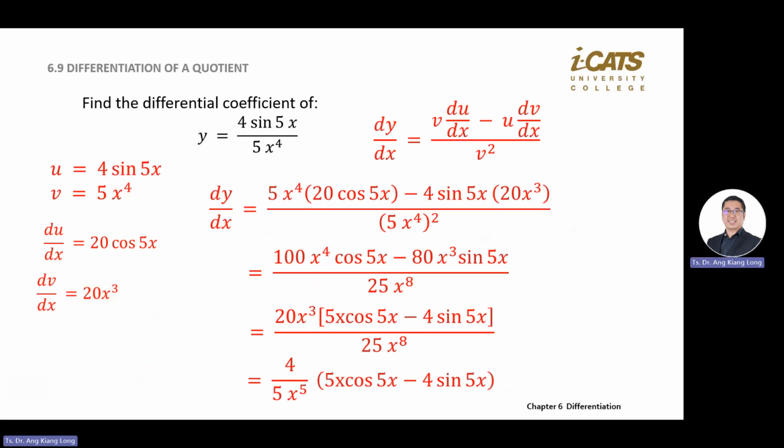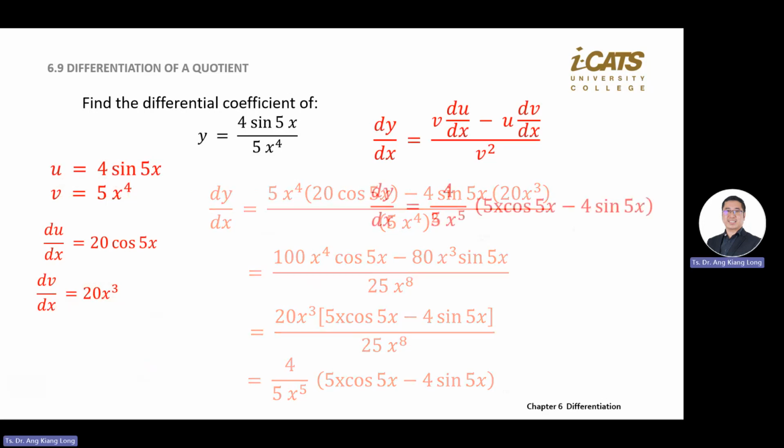So this is the answer. dy/dx equal to 4/5x... then 5x cos 5x minus 4 sine 5x. It's only when you see sine square, cos square, that one you need to be careful a bit, because that one you can further simplify using trigonometry identity.